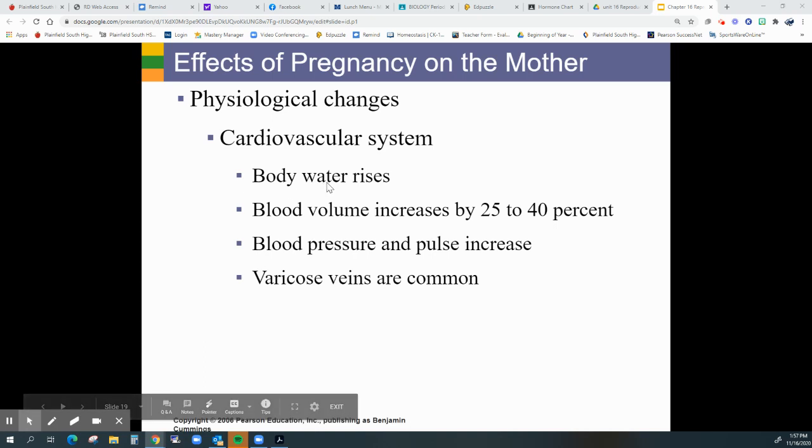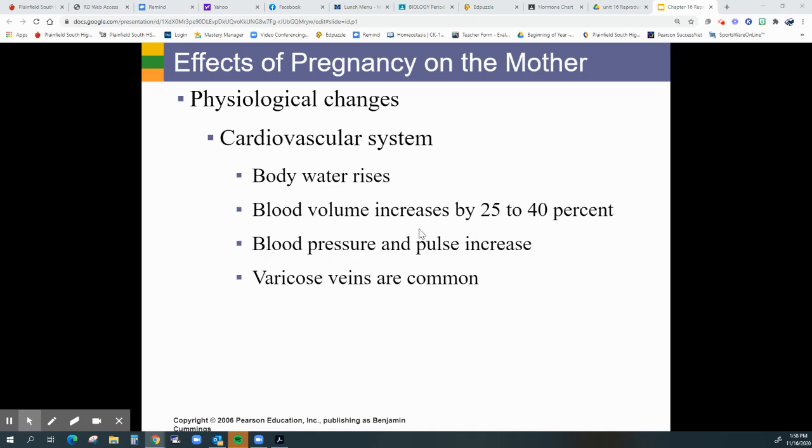Cardiovascular system, we see a rise in body water as well. Again, blood volumes are going to increase because of that by about 25 to 40%. The baby's asking for more nutrients, and the only way for that to happen is for the mother's body to be able to take that on. Because of those couple things, though, blood pressure is going to increase as well as pulse.